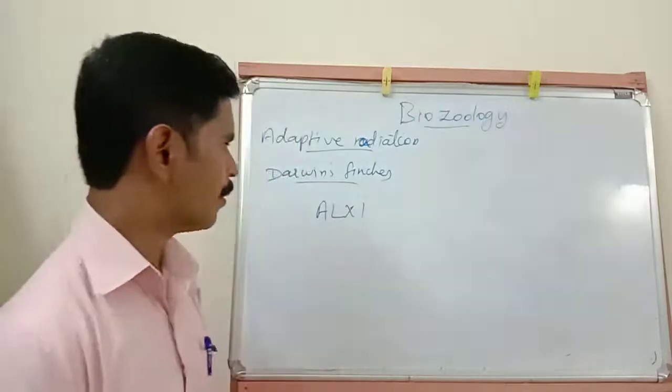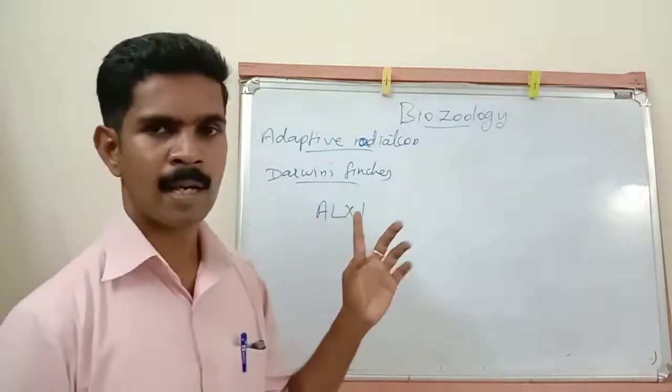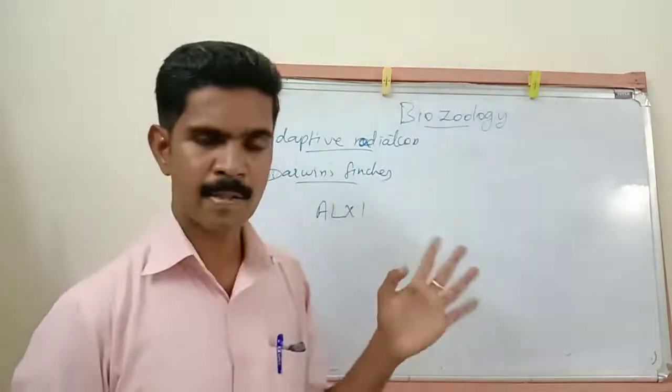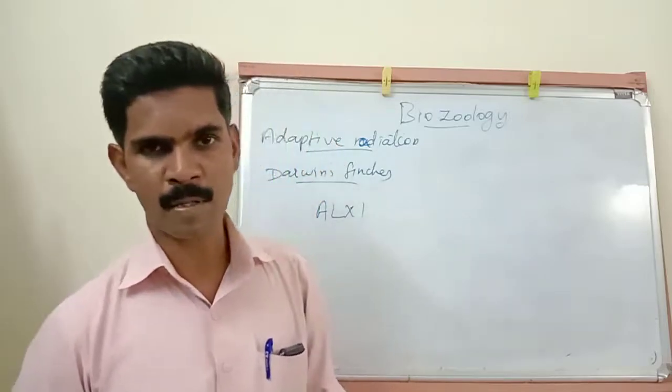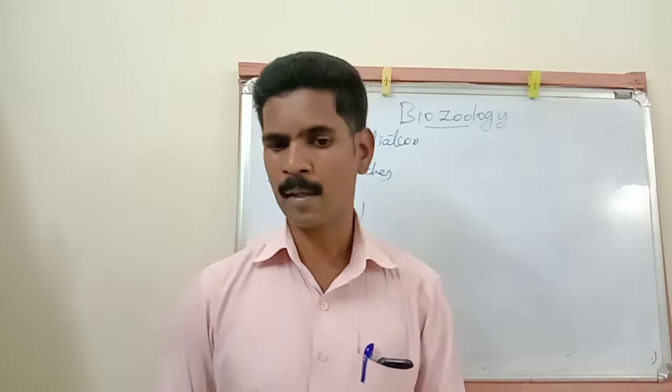So now we completed two examples for this adaptive radiation. The first one is Darwin finches and the second one is marsupial animals of Australia and placental animals in North America.